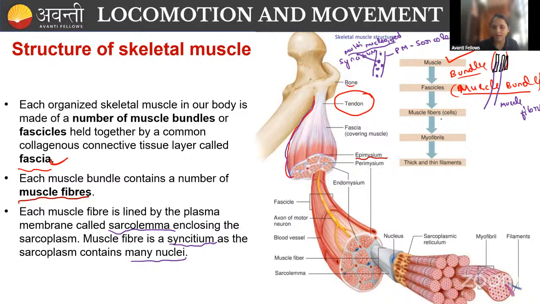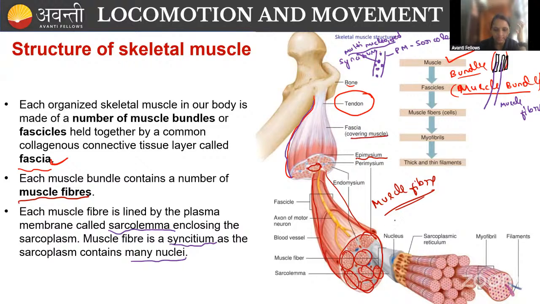After the muscle bundle, if I take this muscle bundle and extend it, inside this muscle bundle, this is called a muscle fiber. This is a muscle fiber. And inside this muscle fiber, there will be so many myofibrils. So here you can see that.